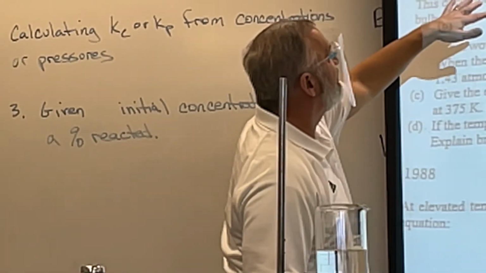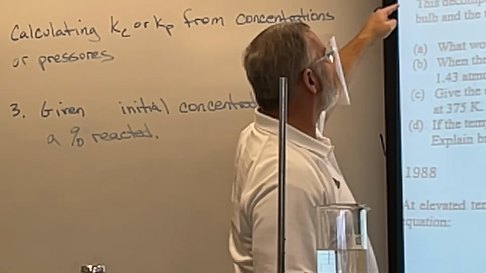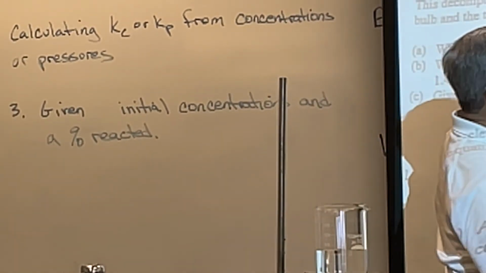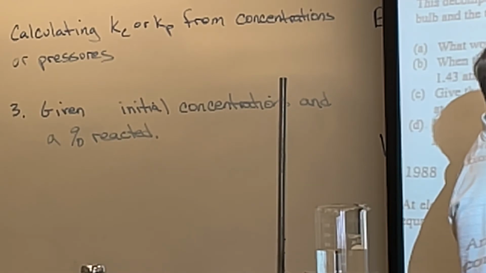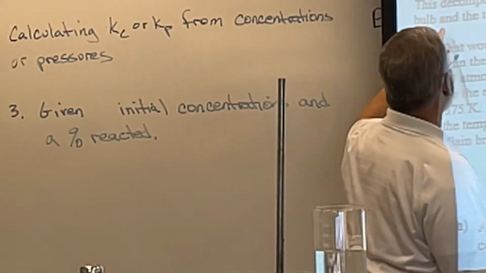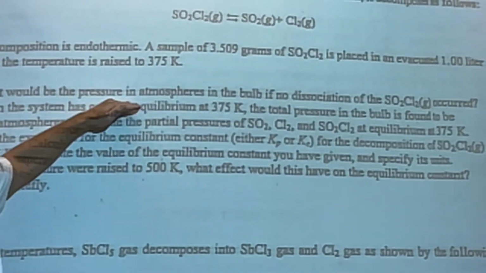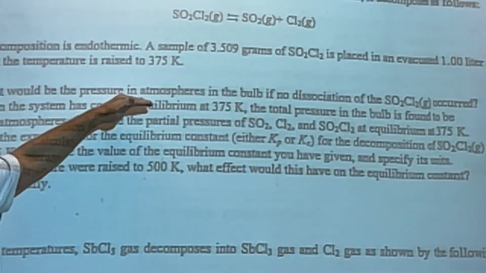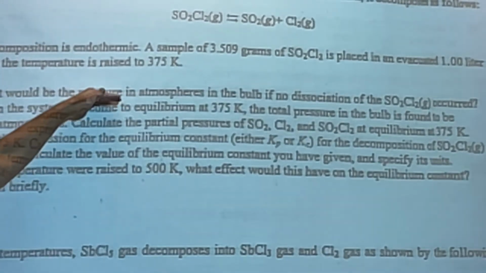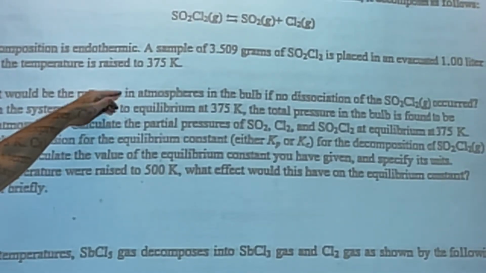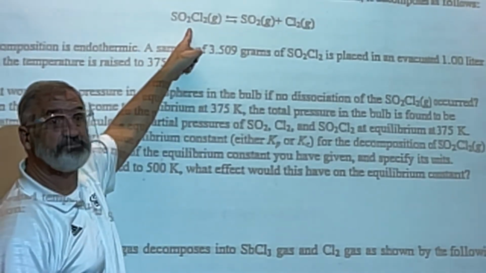sulfuryl chloride is highly reactive when it decomposes. That's fine. This decomposition is endothermic. A sample of 3.509 grams is placed in 1 liter, and the temperature is raised to 375. What would be the pressure? So here's a question. What would be the pressure if no dissociation had occurred? This is your ideal gas law, PV equals nRT. That's how we find the initial pressure.